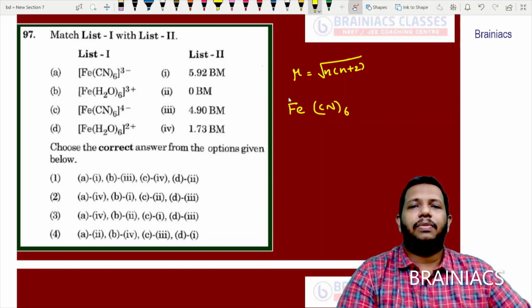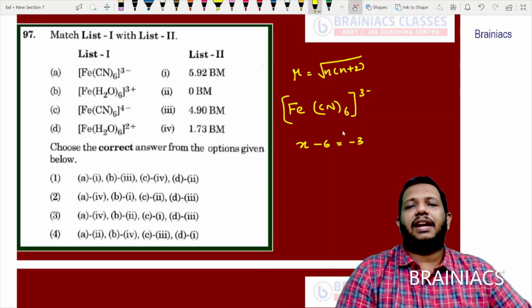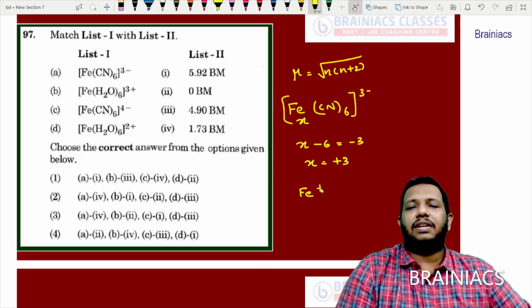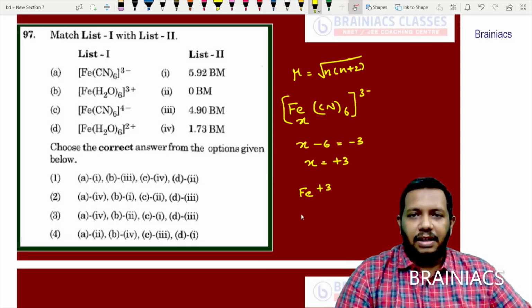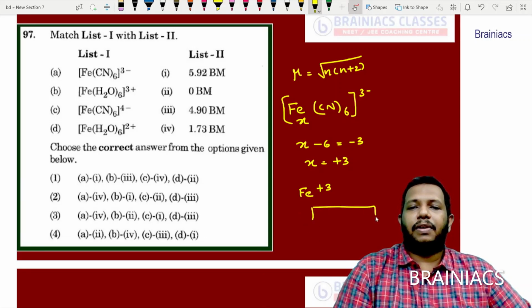Fe(CN)6, 3 minus. So we know that x minus 6 is equal to minus 3. Cyanide is minus 1, so x is equal to plus 3. So I can say that iron is in plus 3 oxidation state here. If you look at the number of free electrons here, I can say cyanide is a strong ligand.